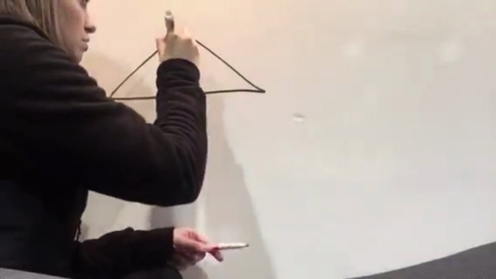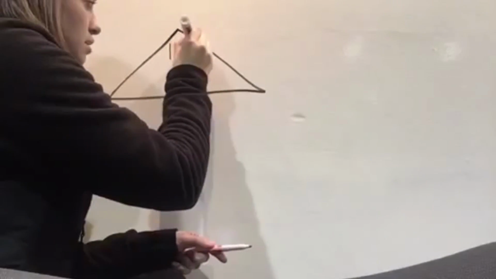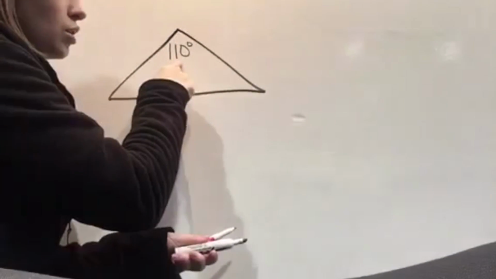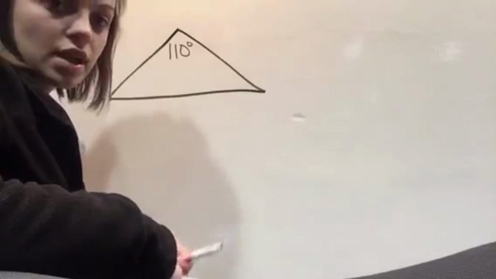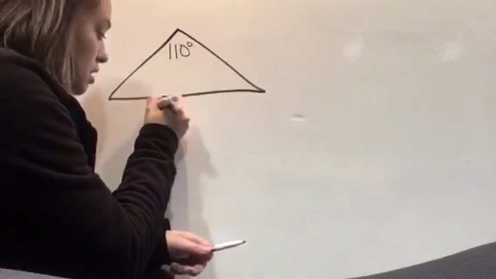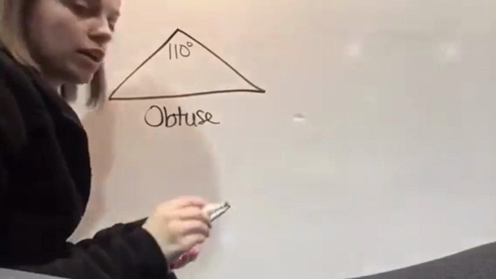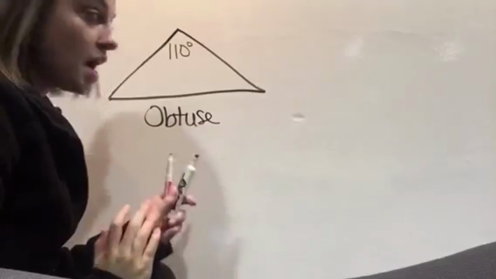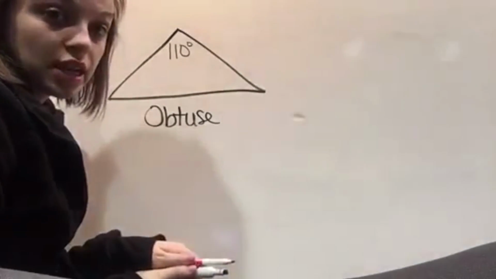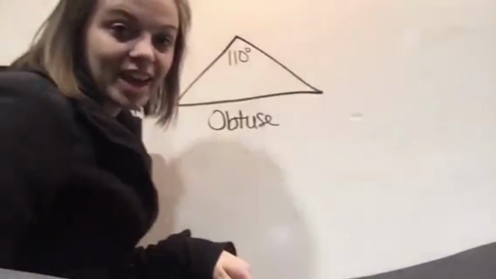And lastly, we're going to look at a triangle with an angle measurement of 110. So let's say this angle's 110 degrees. That means it's going to be an obtuse triangle because it has one angle measurement greater than 90 degrees. And that's my lesson on shapes.